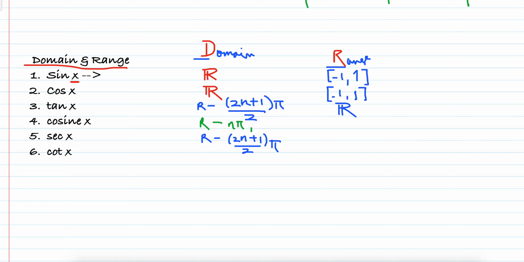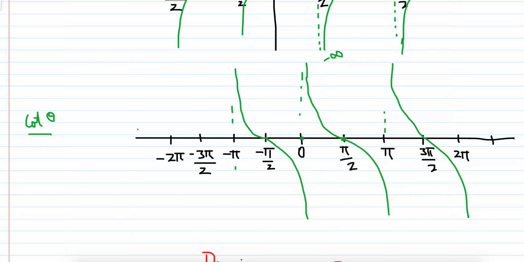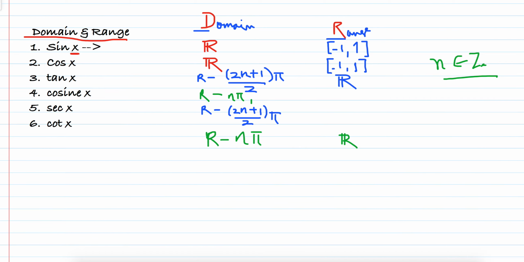Wherever we use n, we will assume that n belongs to the set of integers. So it can take values 0, +1, -1, +2, -2, and so on. So it's defined for R minus n pi, and similarly for cot, because in cot also sine comes in the denominator. Now cot takes all the values of R, as we have seen in this graph. So it takes values from minus infinity to plus infinity.